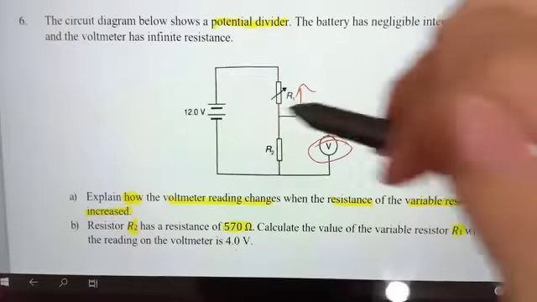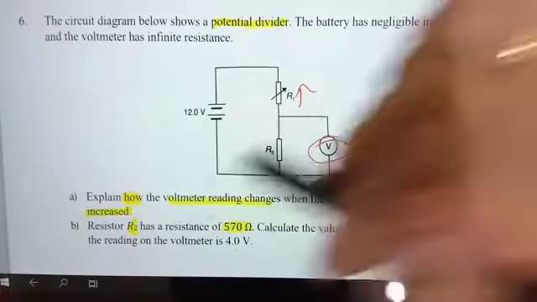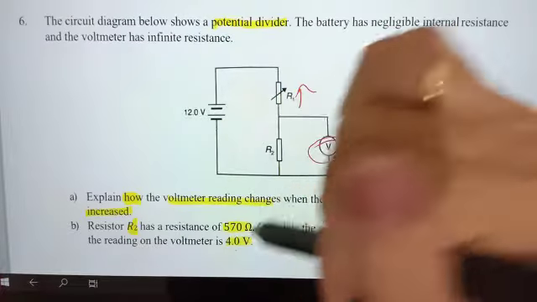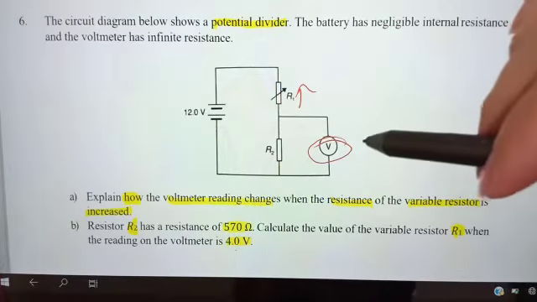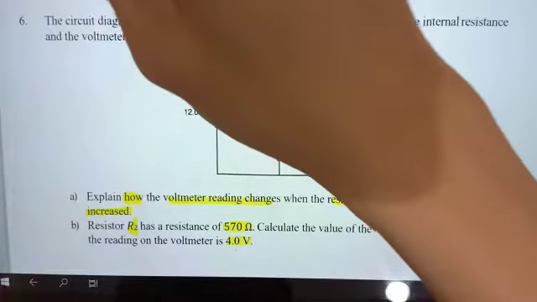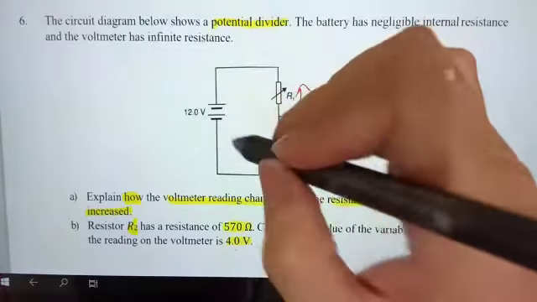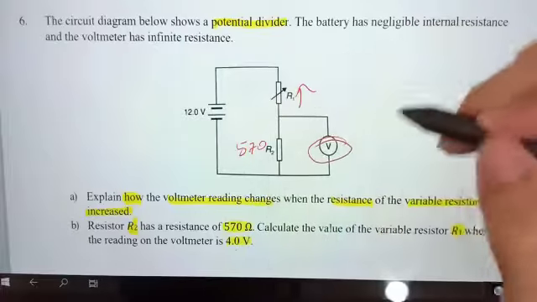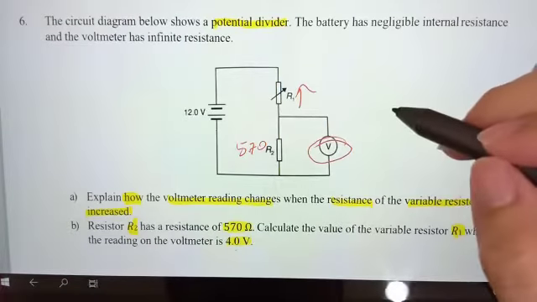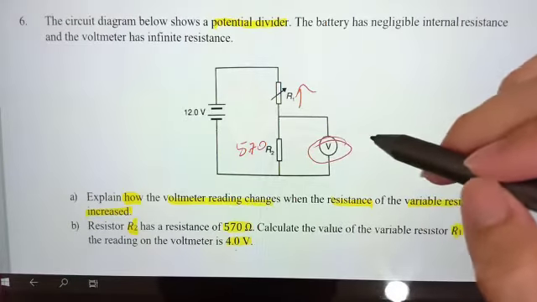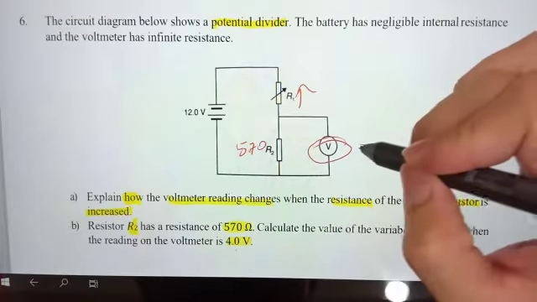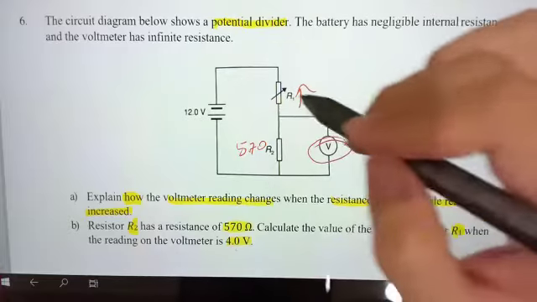Calculate R1, the variable resistor, when the reading on the voltmeter is 4 volt. If you get 4 volt here, and this R2 is 570 ohm, what is R1 when the reading on the voltmeter is 4 volt? So please find R1.